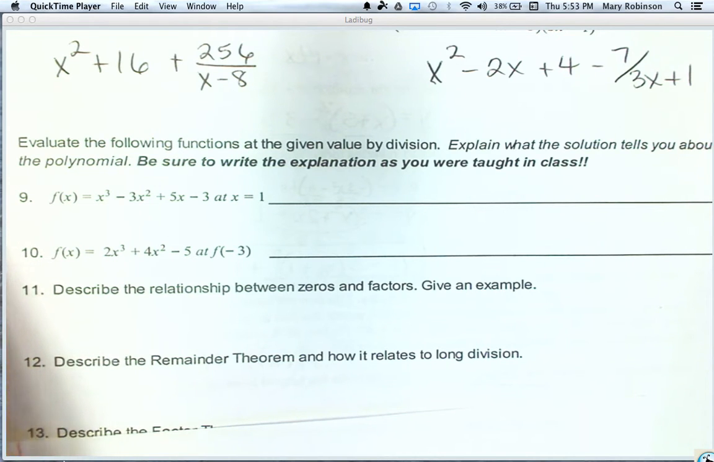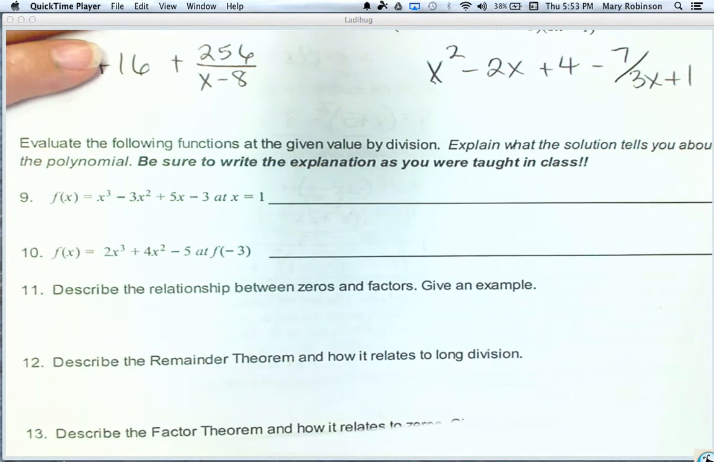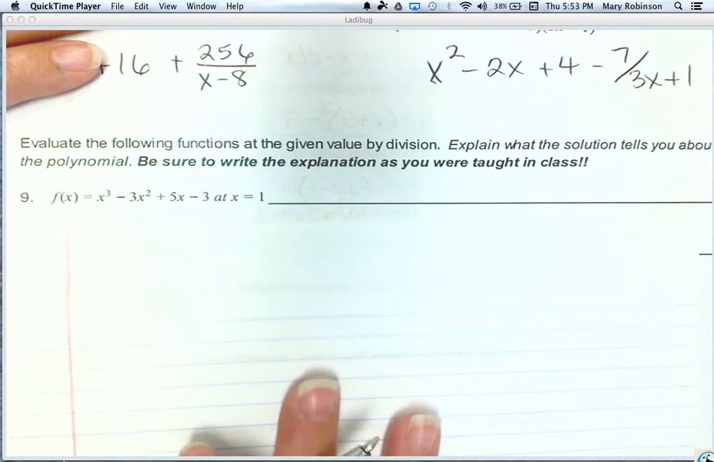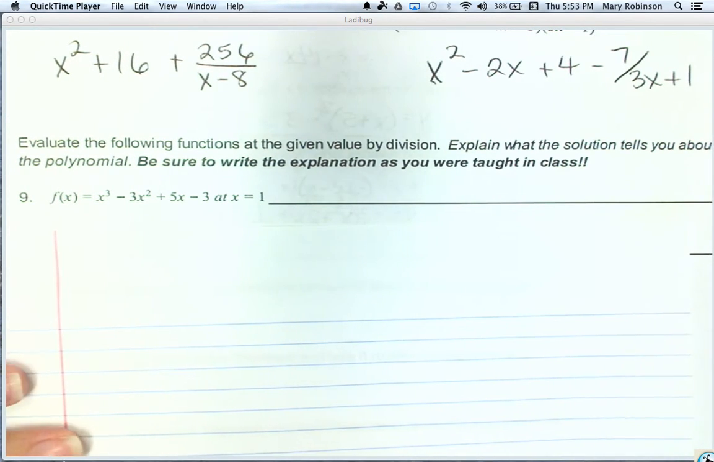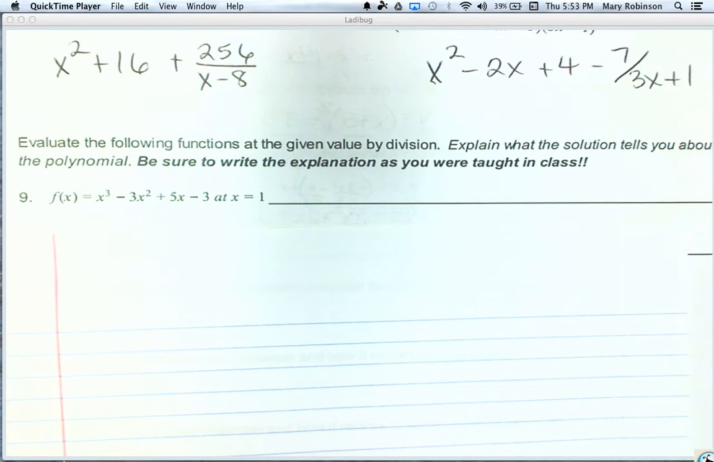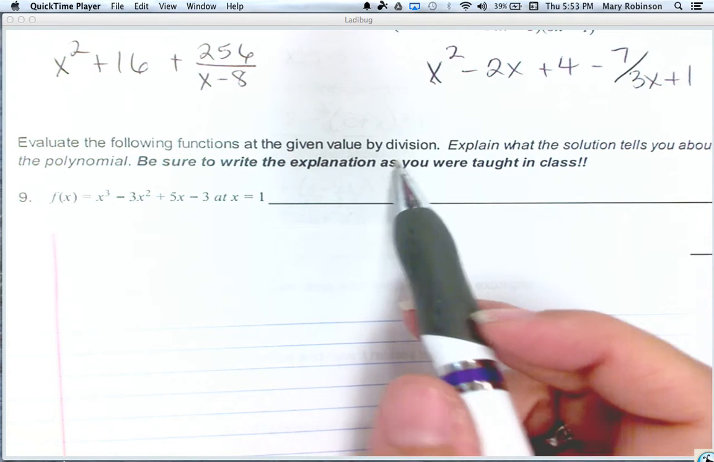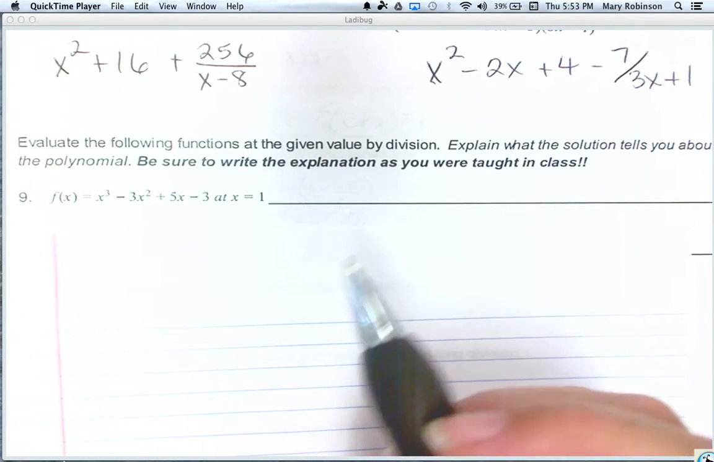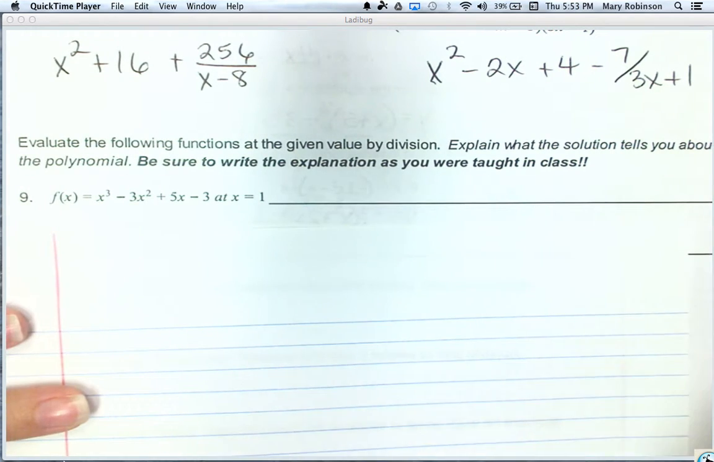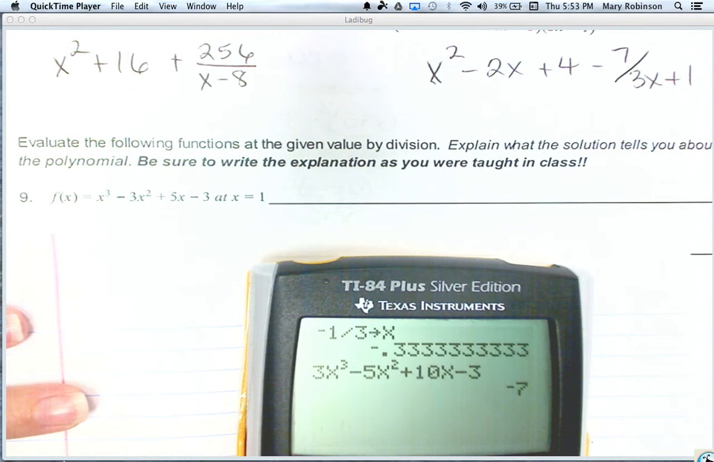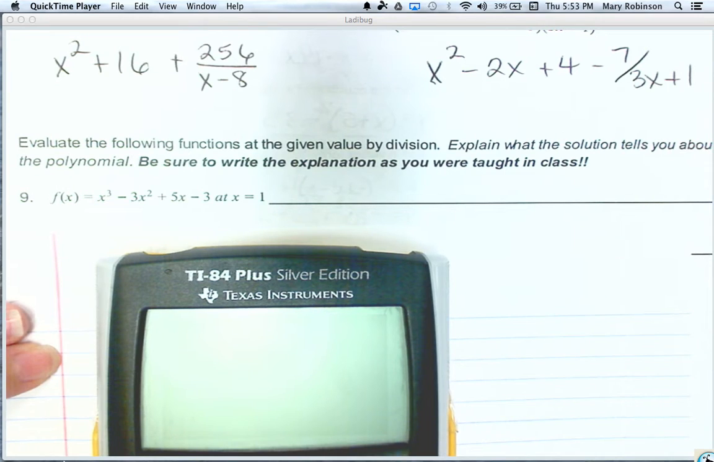In this video, I'll be covering the remainder of the problems 9 through 13 on the test review. Number 9 says evaluate the following functions at the given value by division. Explain what the solution tells you about the polynomial. Even though I say by division, you are welcome to do division, but I am okay with you just storing the value and finding the answer. So for number 9, if you're told that x equals 1, take 1 and store it as x.